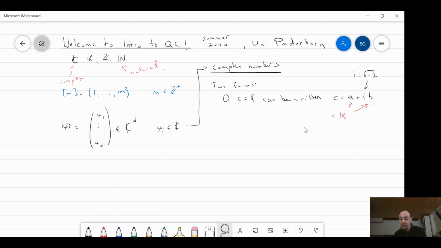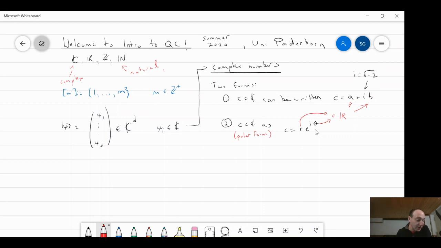So that's the first form, and of course the second form is something called the polar form, and the polar form is actually a lot more useful in most contexts, at least in quantum information. I can always write any complex number c as c equals r times e to the i theta, and here, again, r and theta are going to be real numbers. This is called the polar form.